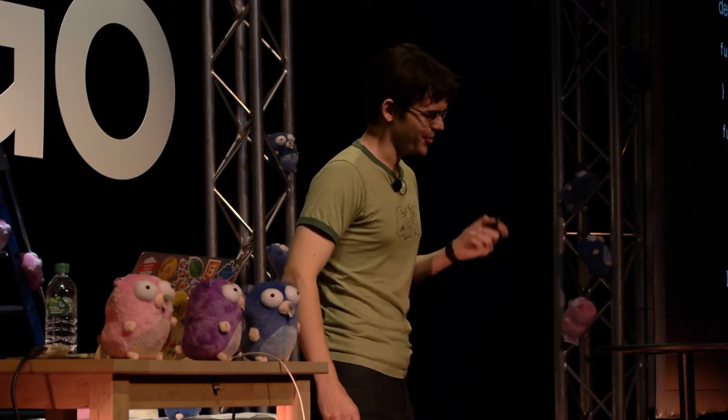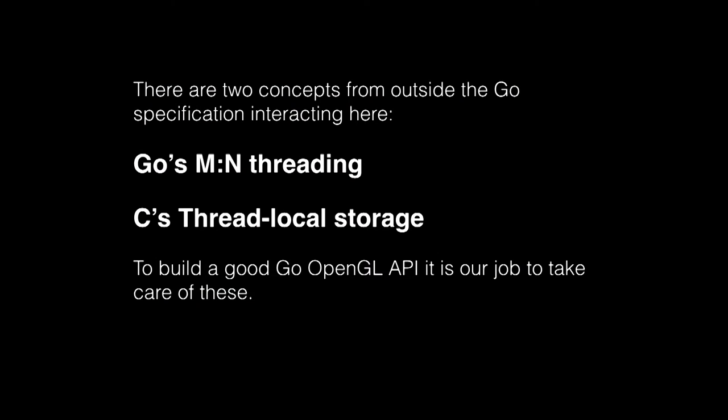We're not programming in Go anymore, because that should work. What we're programming in is a new programming language we've created, which is this interesting melange of Go and C. And the way it's been created is by interactions between two implementation details of Go. The first is Go's M:N threading model, and the second is C's thread local storage. Now I'm going to try and explain both of these. Let's see how it goes.